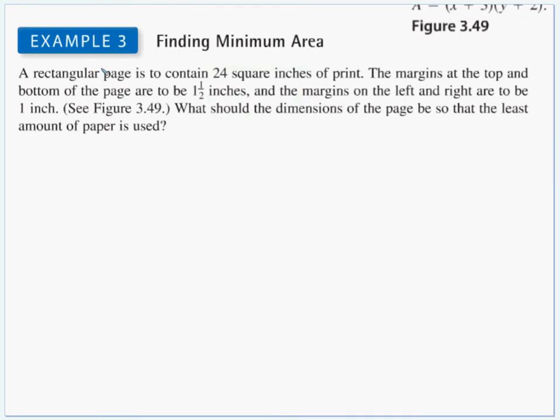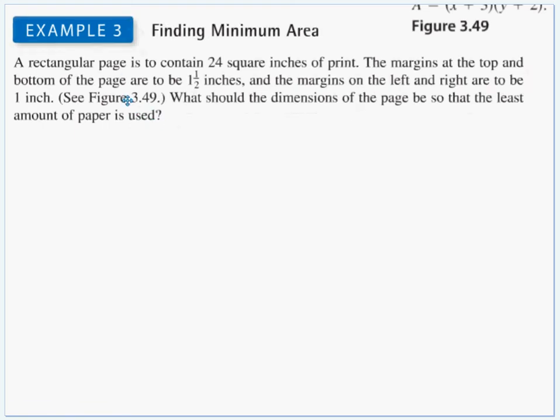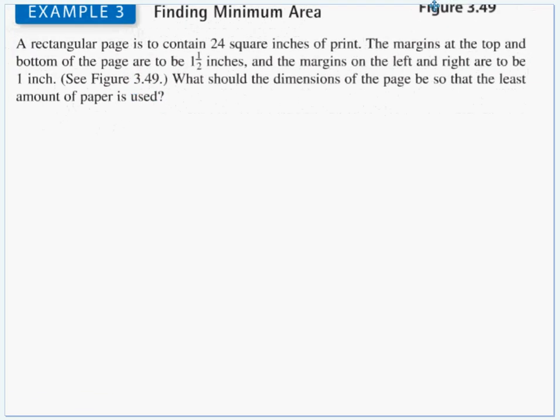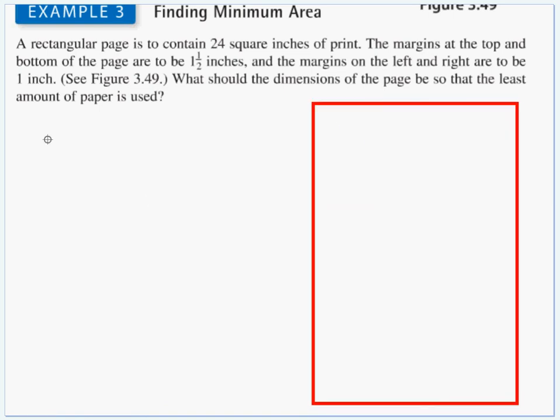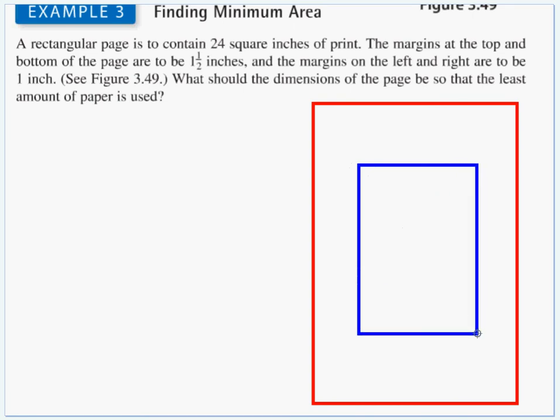Example 3 is about a print on a page. This one's pretty interesting. Let's construct our picture from scratch here. So we want a rectangular page. So we've got a rectangular page of paper. It's to contain 24 square inches of print. So we're going to have a rectangle in our rectangle. And we want this rectangle to be the printed area, and that's going to be 24 square inches.